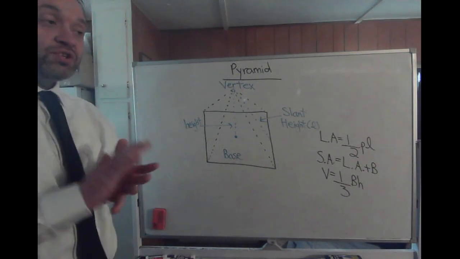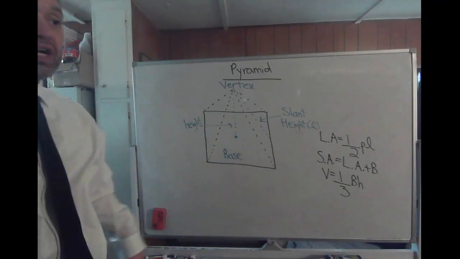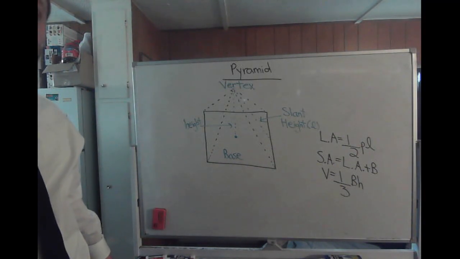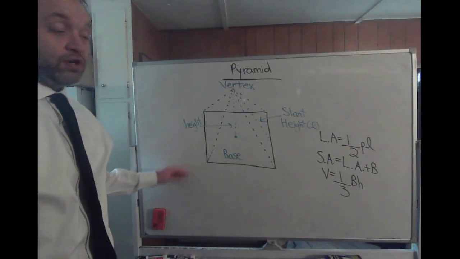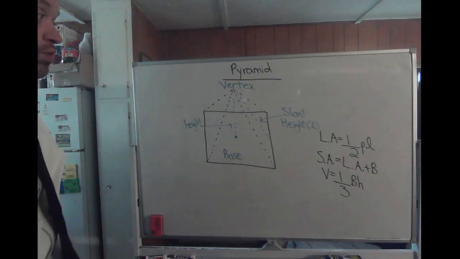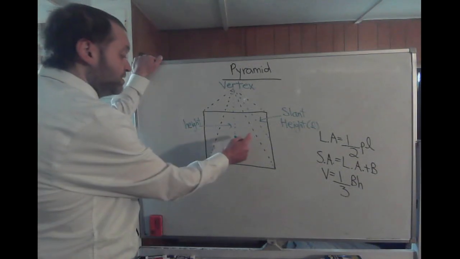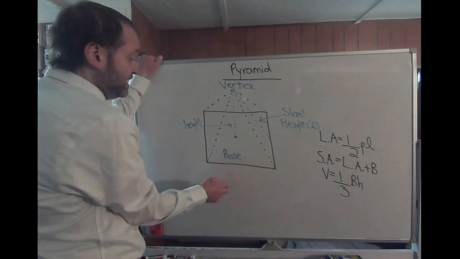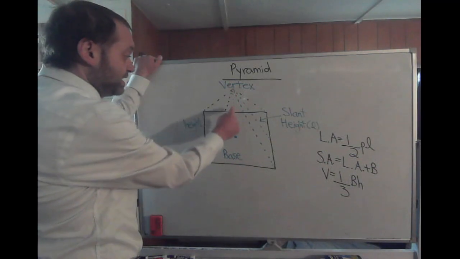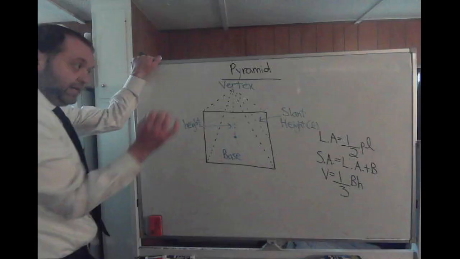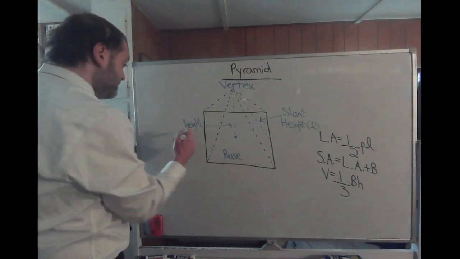But also, like prisms, the base of a pyramid could be any shape. It could be a square, a rectangle, a triangle, a pentagon, what have you. We're only talking about right pyramids also. There are such things as oblique pyramids, but we're only going to deal with right pyramids. Here you have the base of the pyramid being a square in this case. And then you have the height coming down from a point called the vertex of the pyramid. It goes down to the center of the base. Now, the height is denoted by h.